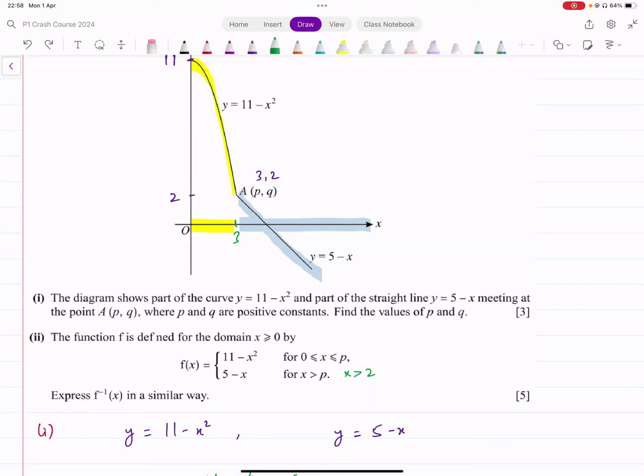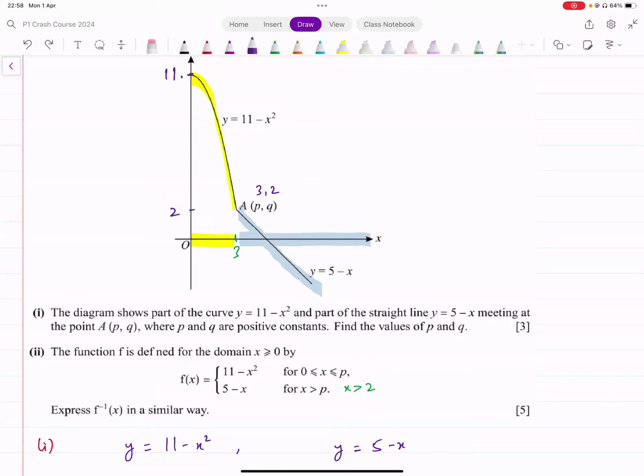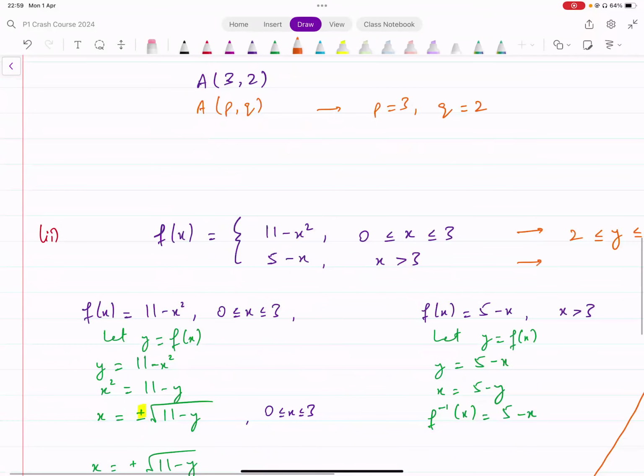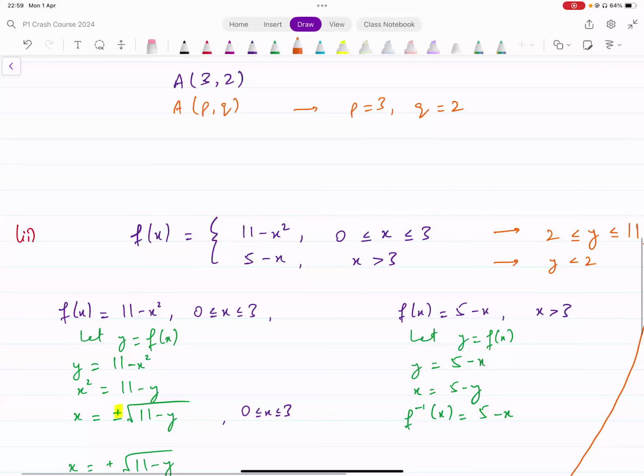Y is less than 2. Range is in terms of y. So for the first part, the range was from 2 to 11. Now for the second part, the range is below 2. So we could say the range for this part is y less than 2.